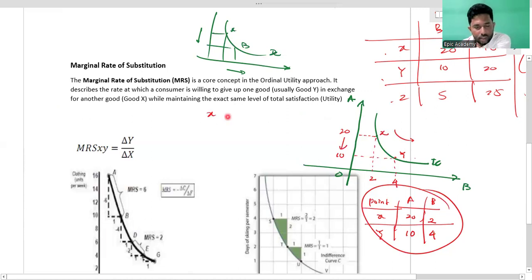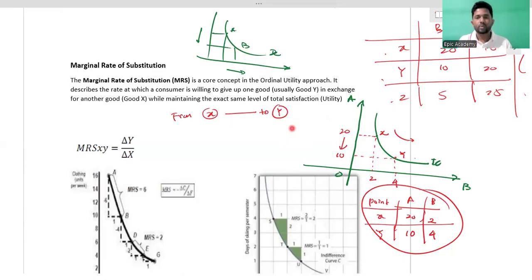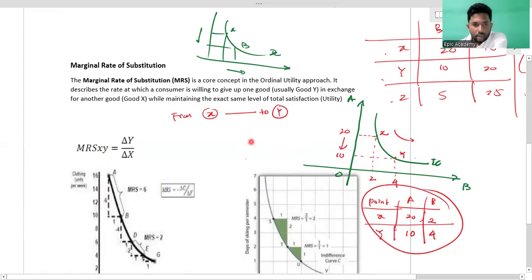This consumer shifts his consumption from X to Y position, right? This consumer changes their consumption position from X to Y position, right? Okay, then the consumption bundle also changes.